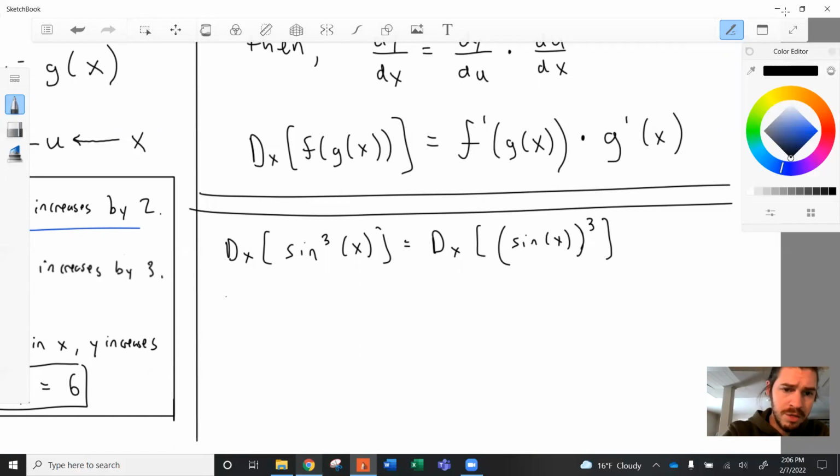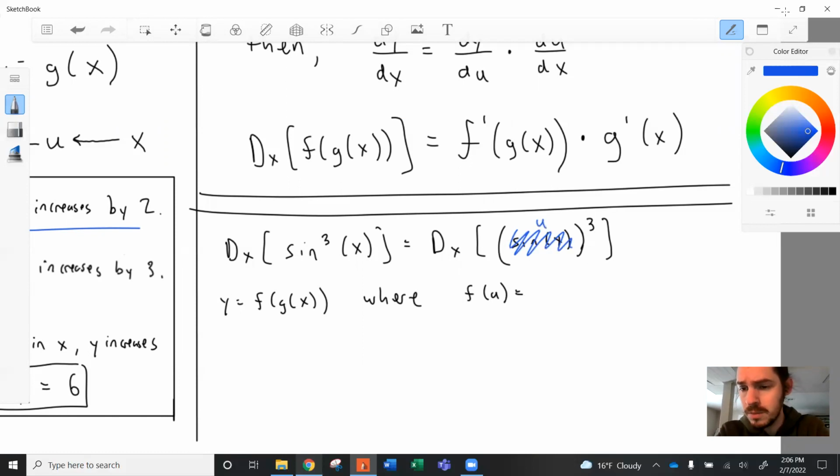We are dealing here with y equals f of g of x, where f of u is the outer function. If you cover up sine of x with a u, then this says u cubed, right? So the outer function here is u cubed. It's that power function. And then g of x, the inner function, is this one that was on the inside. It's the u variable. It's sine of x. So there is what we have.